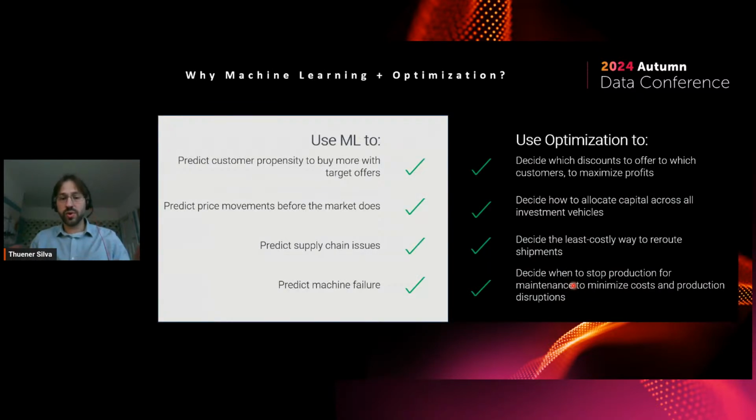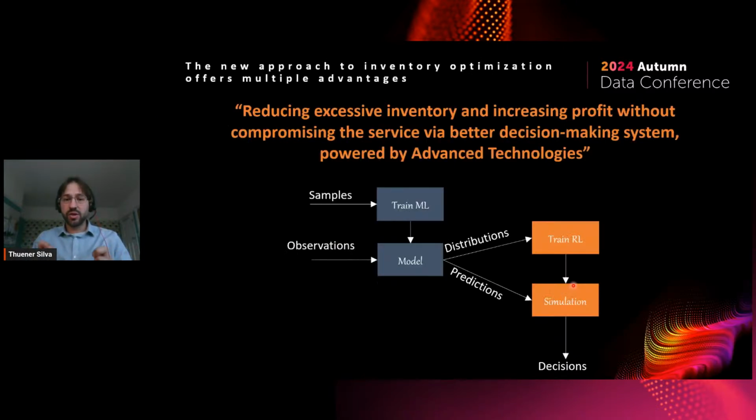So just some examples quickly. We have, for example, predicting customer propensity, forecasting, movements of the marketing, supply chain issues, failure of machines. All this you can do with machine learning, looking at the data, looking at the historical information. Optimization will decide what's the price, what should be your discount, what should be your route, for example, your production volume, right? And you can think about capital allocation, asset allocation, investment distribution, all this will be with an optimization model.